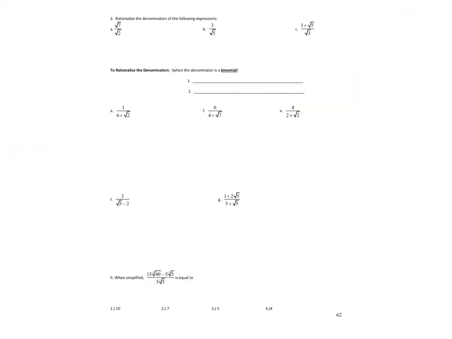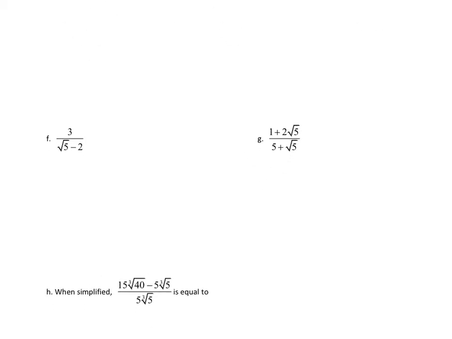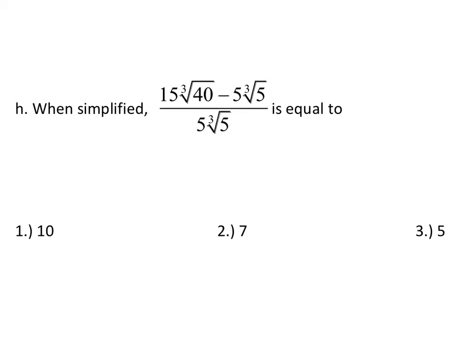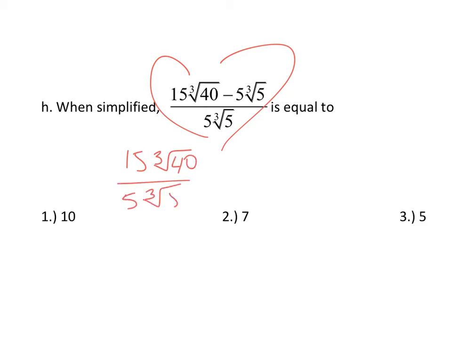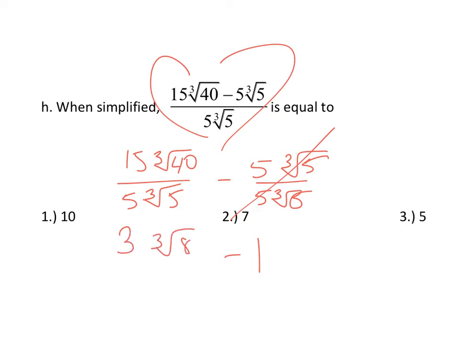So like I said, this page we're not going to do. I could do letter H though. This is not an issue. We just did one just like this. Share the love. So you do 15 cube root of 40 over 5 cube root of 5 minus 5 cube root of 5 over another 5 cube root of 5. This would all just cancel out to 1 right there because it's the same thing, same thing. Then 15 divided by 5 is 3, and 40 divided by 5 is 8. The cube root of 8 is 2. 6 minus 1 is 5. So hopefully that's an answer choice.